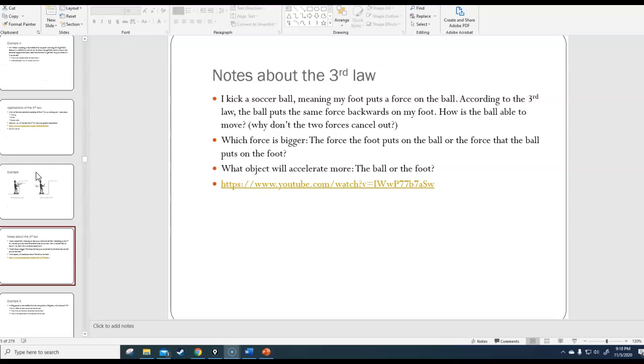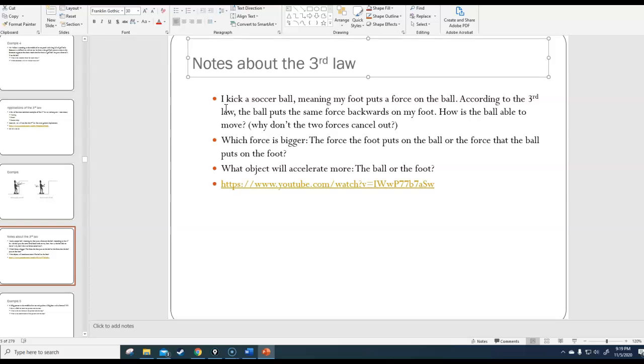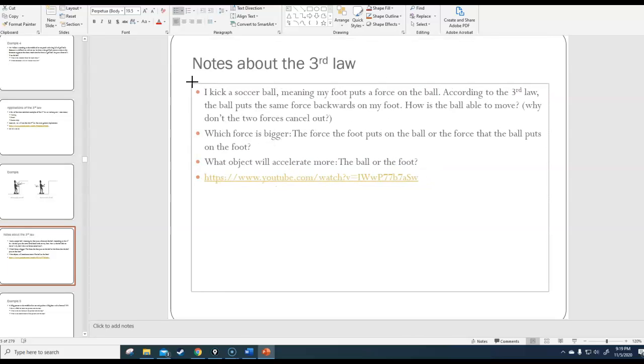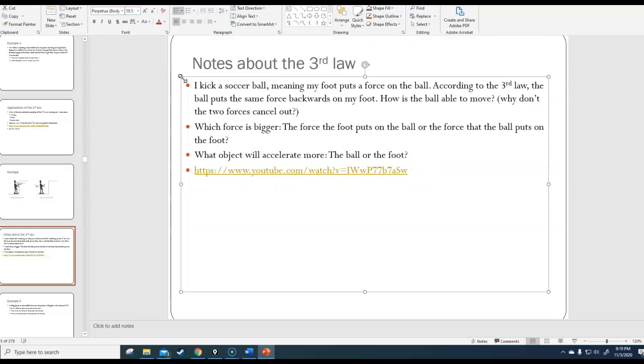Okay, now before I get to those videos, I want to talk about one more thing related to the third law. Or two more things, really. So let's say I kick a soccer ball, my foot puts a force on the soccer ball. According to Newton's third law, the ball puts the same force back on my foot. How is the ball able to move? In other words, why don't the forces cancel out? See if you can answer that question.